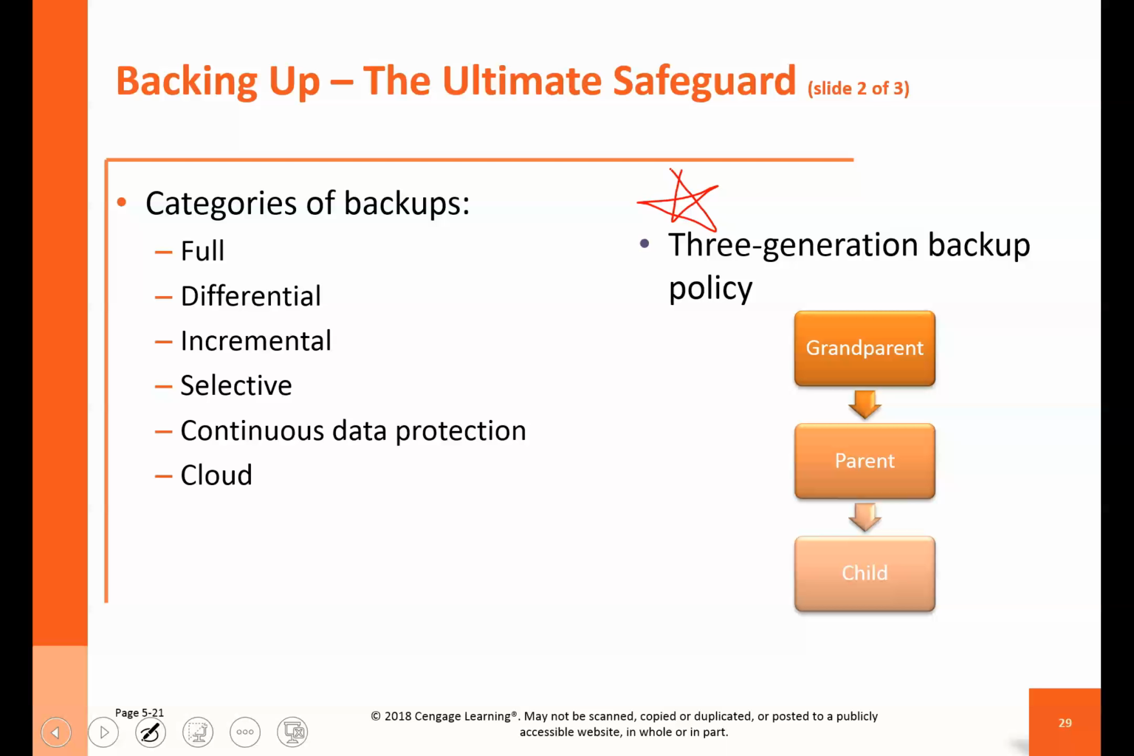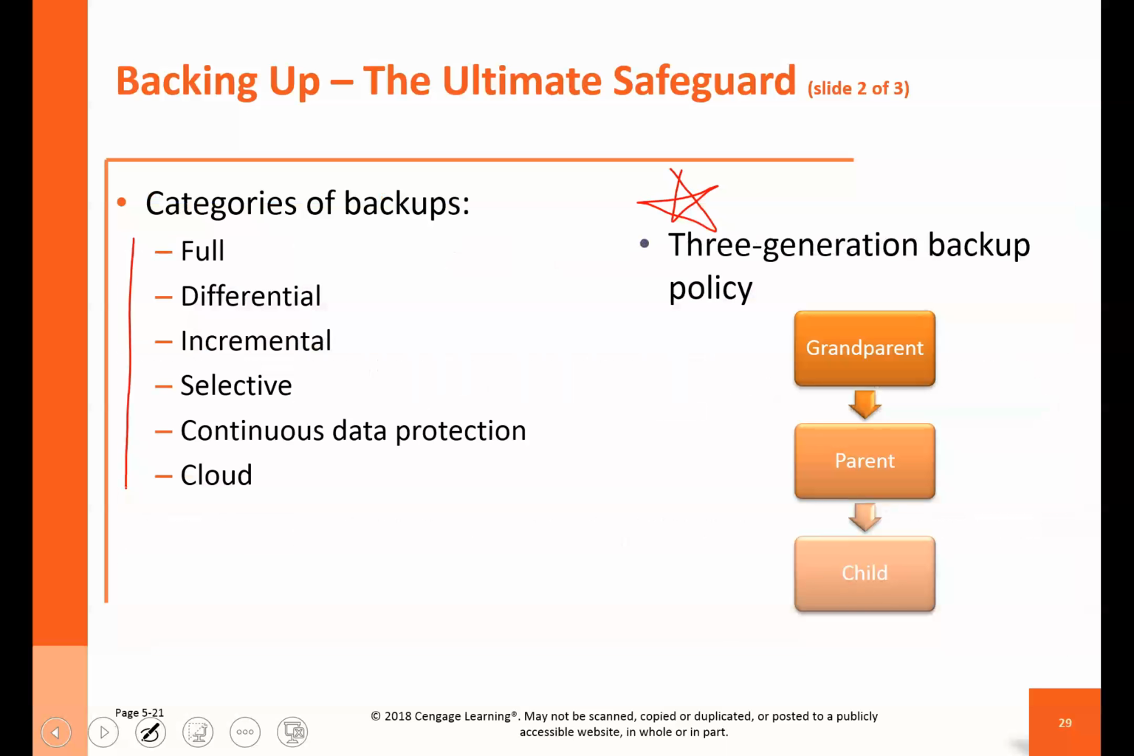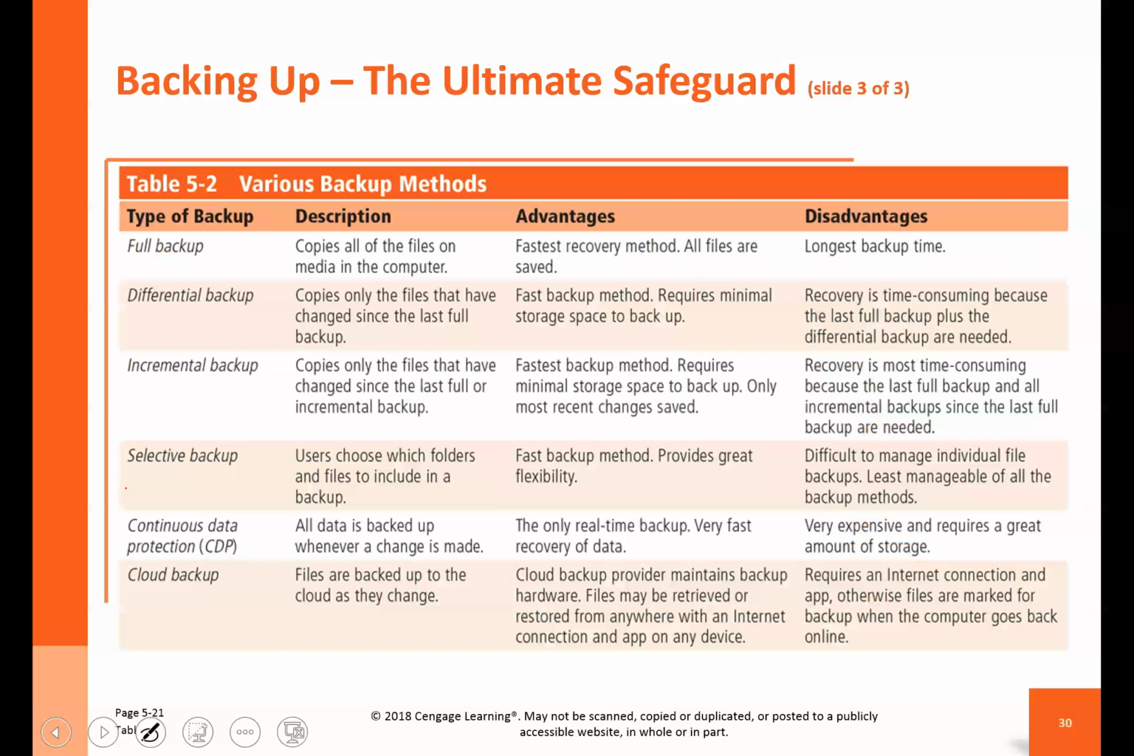However, apart from the 3-generation backup policy that people normally adopt, they also have different kinds or categories of backup that we can see later at the back here: full, differential, incremental, selective, continuous data protection, and cloud, as we see here. Right. Let's take a look at them one by one.